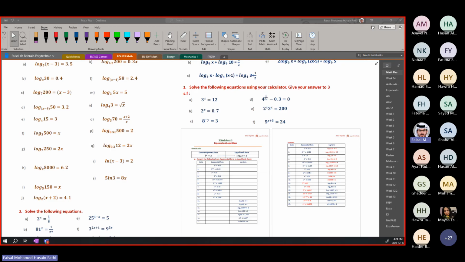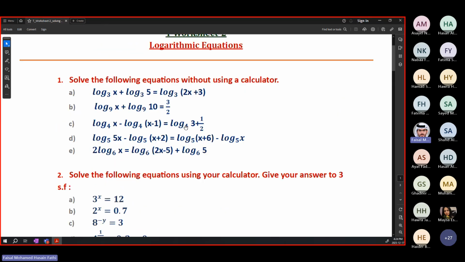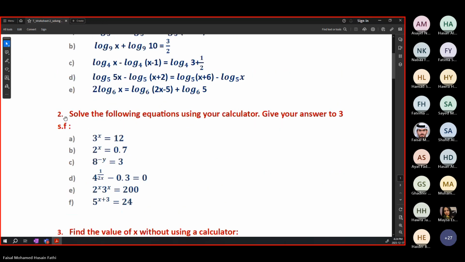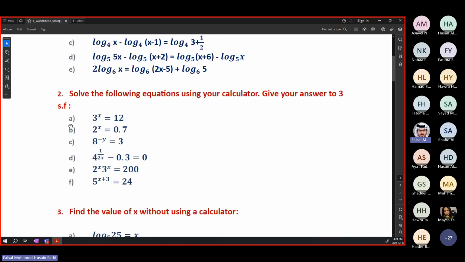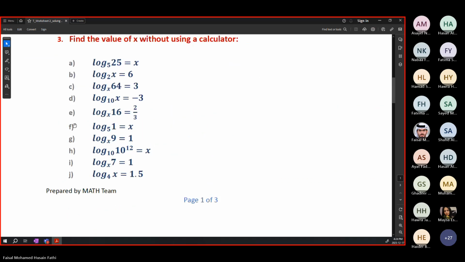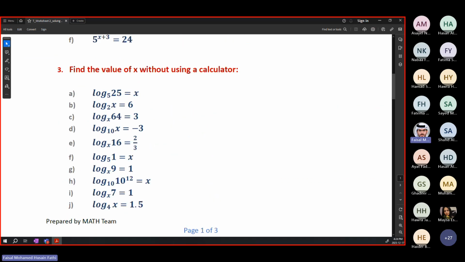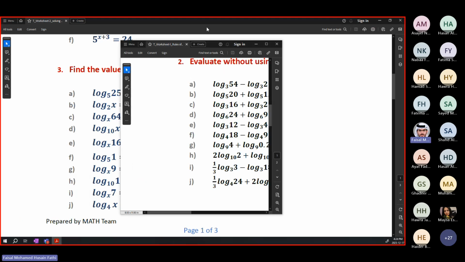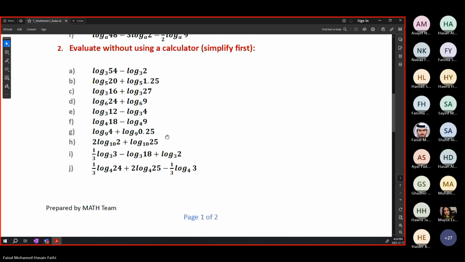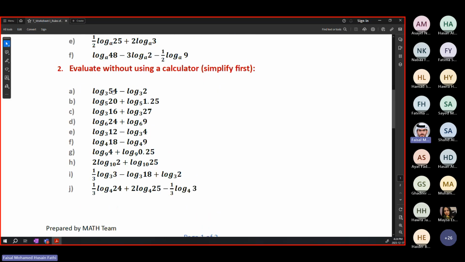So if you see in worksheet 2, question, or where did it go? Bismillah. This is worksheet 1, sorry. In worksheet 1, he's talking about J over here. It says evaluate without using a calculator. In the exam you have a calculator, you can solve all of these directly in the calculator.